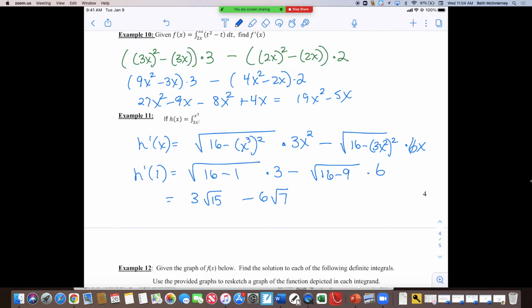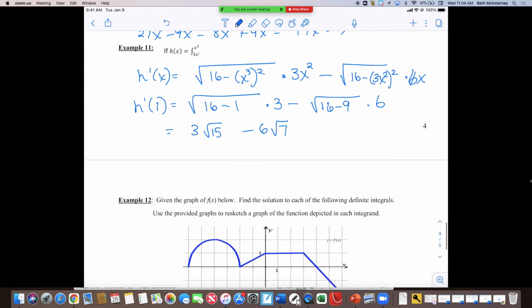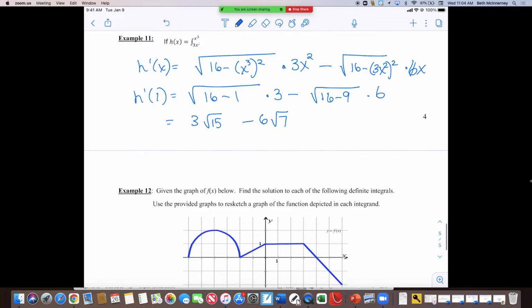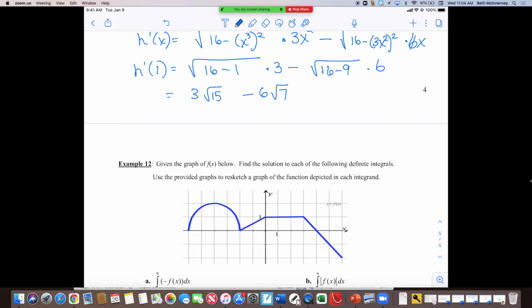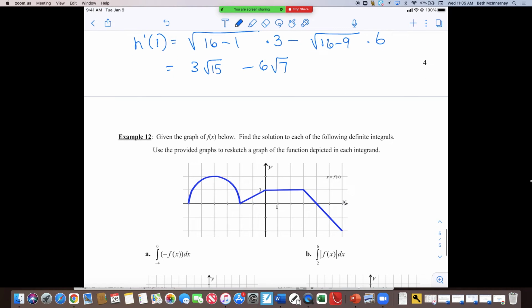How many of you got that? Yes? Okay, good. All right, now let's do the last one. It says in example 12, you're given the graph of f of x below. Find the solution to each of the following definite integrals. Use the provided graphs to resketch a graph, which I actually did, but then we can depict where the integral area is. So in letter A, I'm asked to do the integral from -4 to 0 of negative f of x dx.